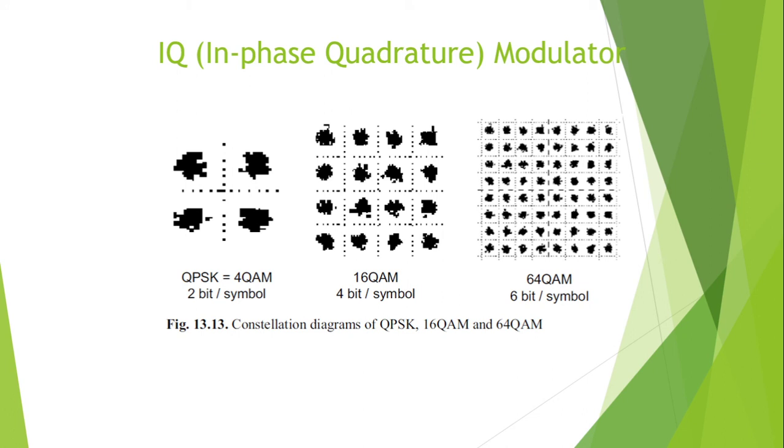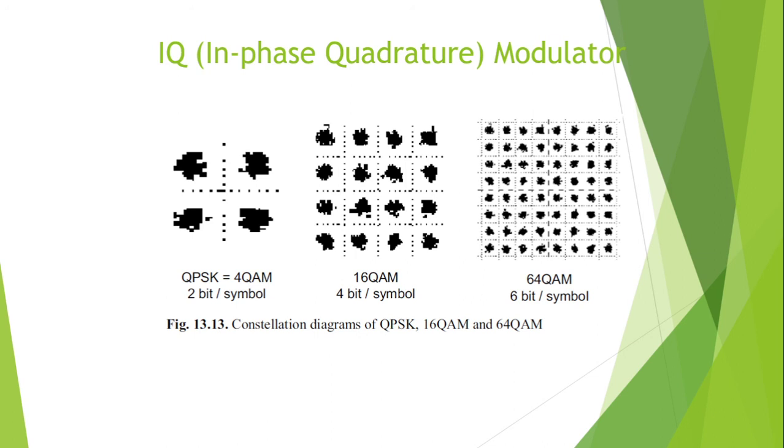The number of bits transmitted per symbol is the logarithm to the base 2 of the number of constellation points. You look at that: 4 QAM is 2 bits per symbol, 16 QAM is 4 bits per symbol, and 64 QAM means 2 to the power 6, so 6 bits per symbol.